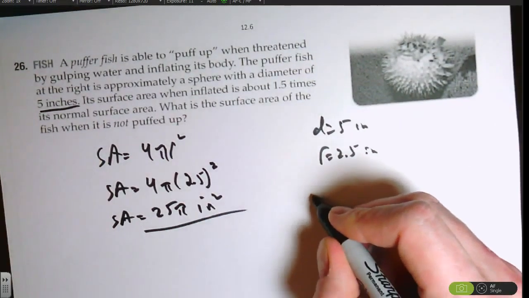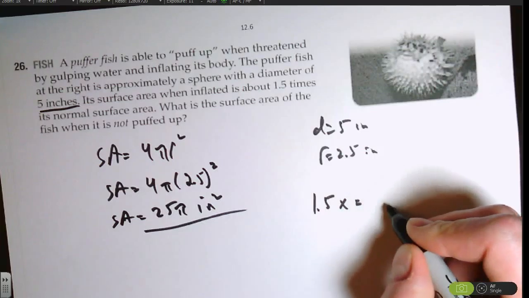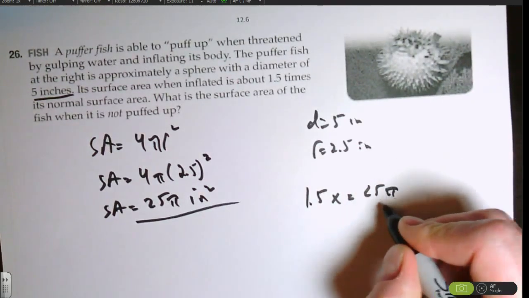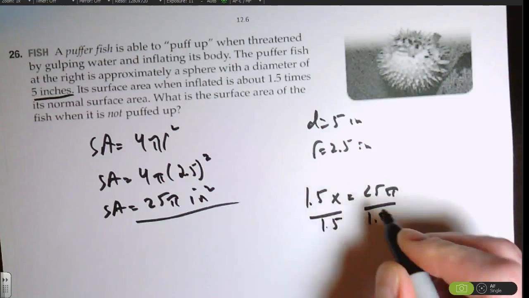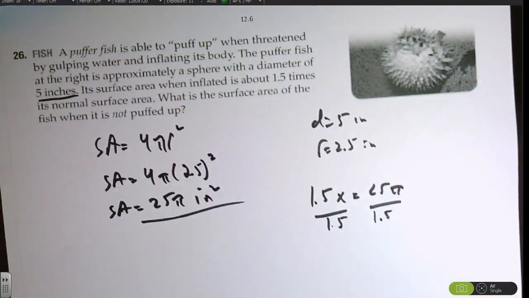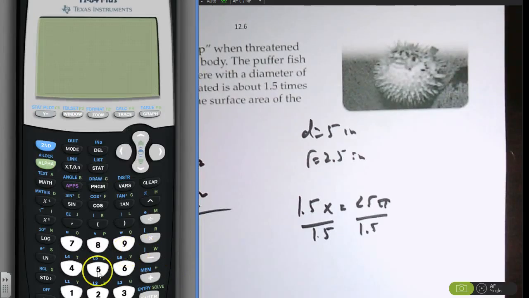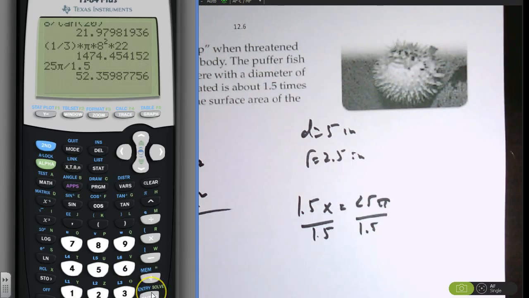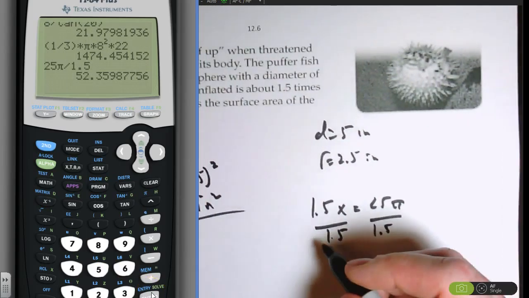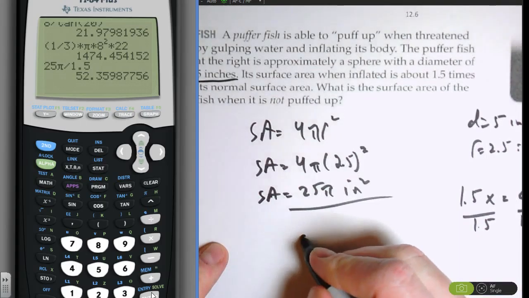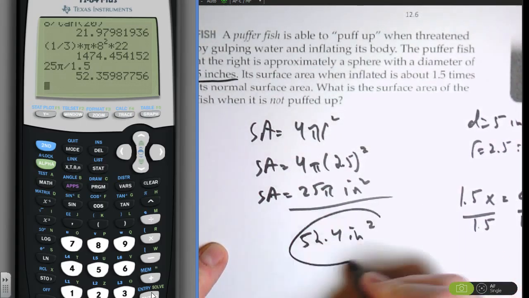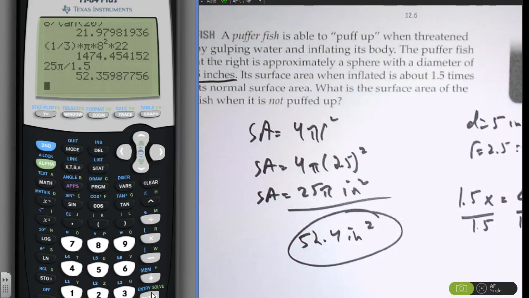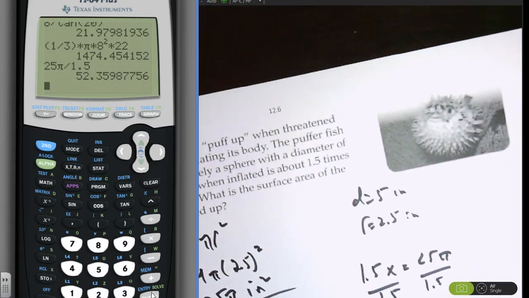But it's the large pufferfish. So I know that this is 1.5 times the smaller one, so I need to divide by 1.5. Okay. So 25 pi divided by 1.5, which is 52.4. That's the smaller one. Okay. Right.